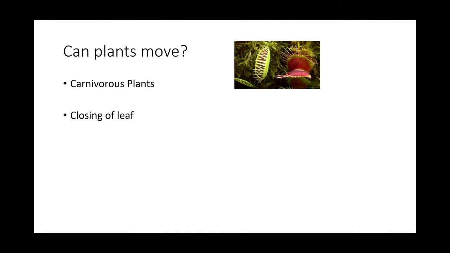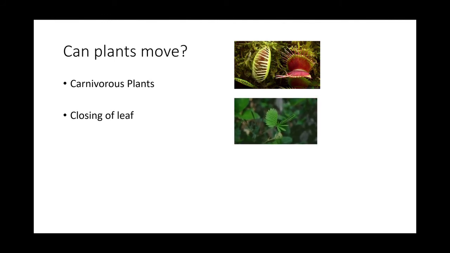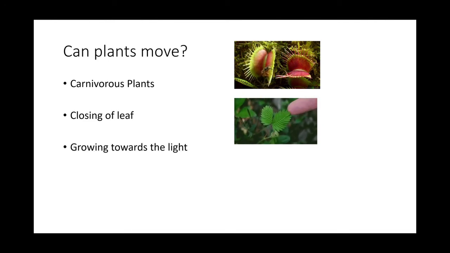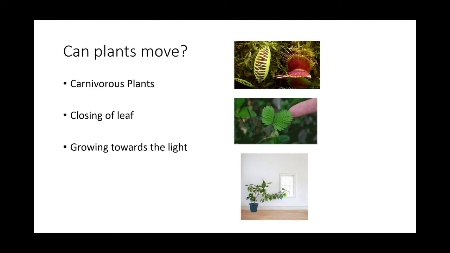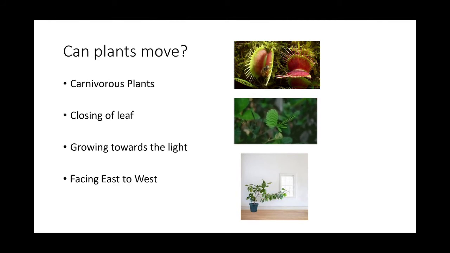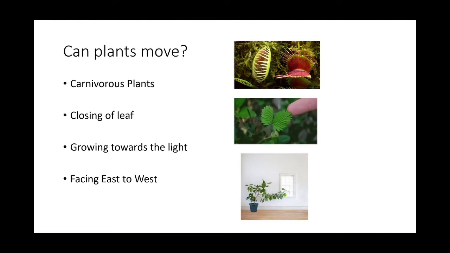Another example is the mimosa plant. I think you should have played with it before. When you touch it, like the picture here, it closes its leaves. Or the most common example is when plants grow towards the sunlight. If you have ever grown a plant before, you realize that they'll grow towards the window because that's where there's light. The last one is certain flowers, which will face from east to west from day to night, so they change the direction they are facing. Based on this, you can see that plants actually do move their own body parts.